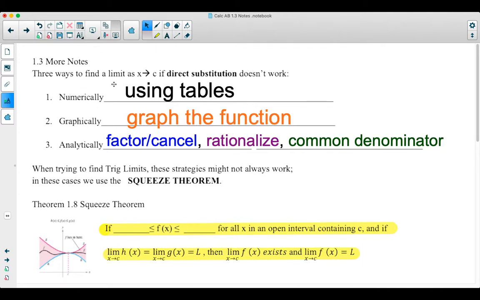So three ways we've looked at so far that we can find limits. Analytically, which involved using direct substitution. And if that didn't work, we could factor or cancel, rationalize, find a common denominator for those more complicated rational functions. We've also looked at graphing the function. That's also very helpful, tracing values that are close. And then we also did numerically when we started by using tables, so plugging in values that were close. So numerically and graphically are kind of similar. And then analytically was just using our algebra skills.